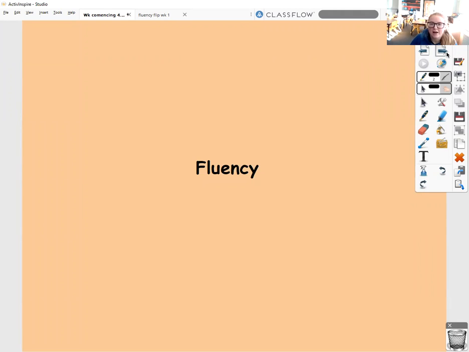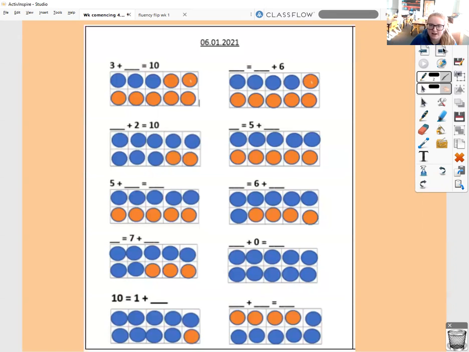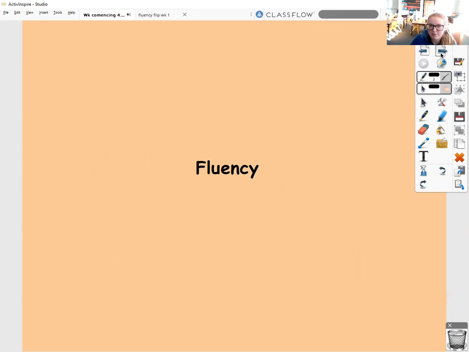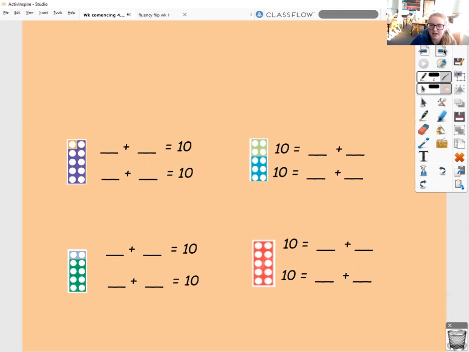Fantastic. Okay, make sure you send those skill sharps over and we can have a look at them and see how you've done. So fluency now, make sure you've got your pen and paper ready. We're going to work through the first lot together and then the second lot you're going to go through by yourself. So here we've got some Numicon.